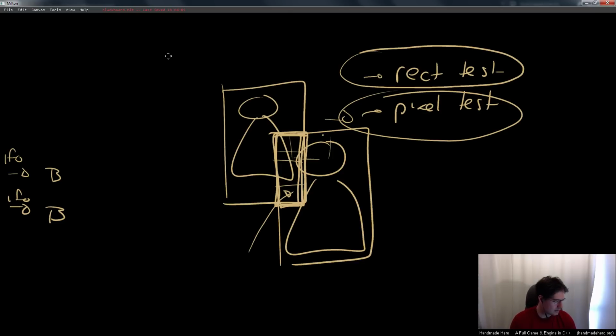Dan020 asks: can using C programming optimize the game more than C++? It's a tough question to answer because it depends on what you mean by optimize, right?